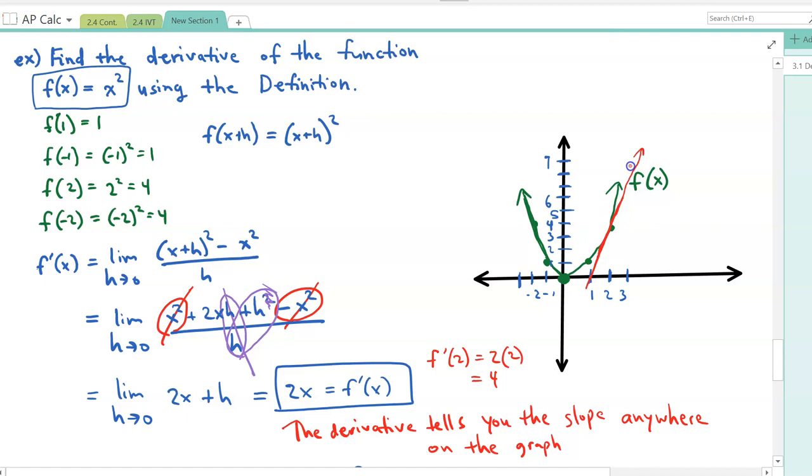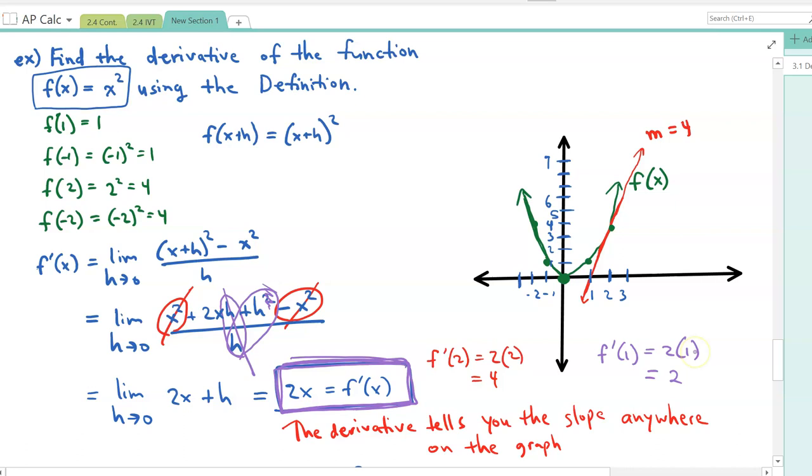So I'm going to say it has a slope, m equals 4. M stands for slope. But if I wanted to find the slope at x equals 1, I'll do that in purple, plug in 1 for x, and again, I'm using the f prime of x. That's the slope machine, the derivative machine. Plug in 1 for x, and you get 2.